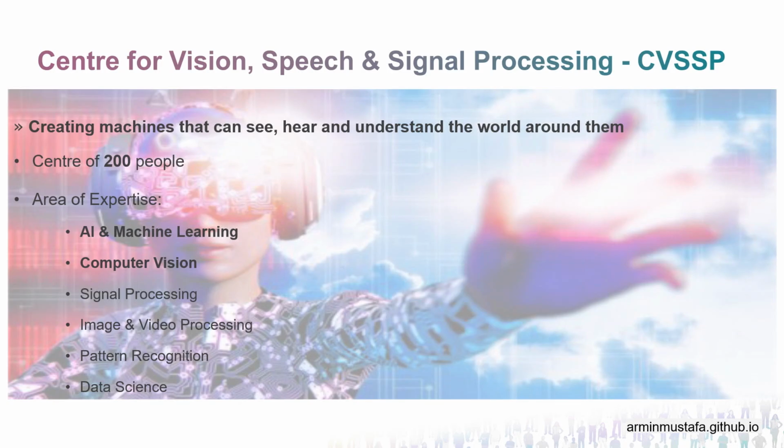So just a brief background about where I come from. I work at CVSSP at University of Surrey. It's a Center for Vision, Speech and Signal Processing. So we have been working on creating machines that can see, hear and understand the world around them. So basically advancing the machine perception. It's a center of more than 200 people, and the areas of expertise include AI and machine learning, computer vision, and so on and so forth. And mainly I've worked on the first two areas, which is AI and computer vision.